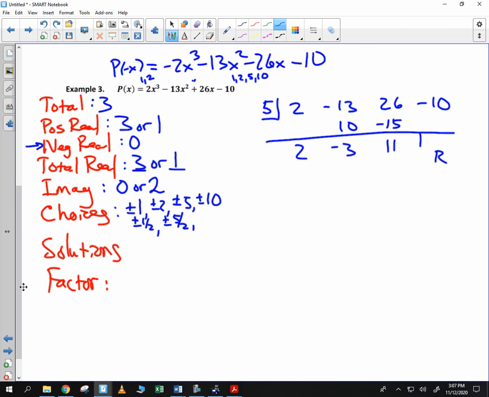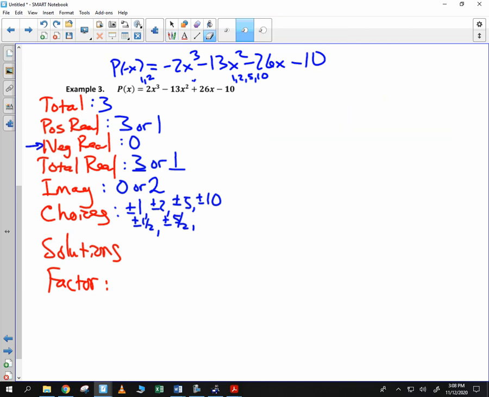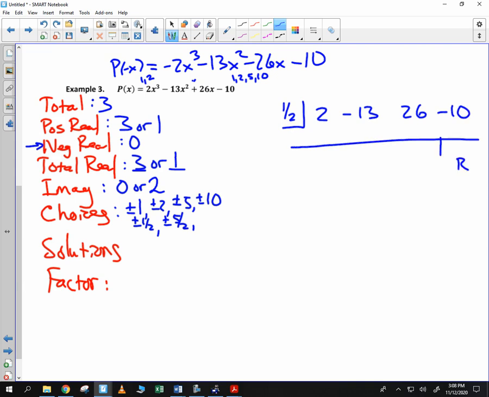11. No go. Try a half. 2, negative 13, 26, negative 10. 2, 1, negative 12. Negative 6, 20, 10, 0. Looks like 1/2 works.